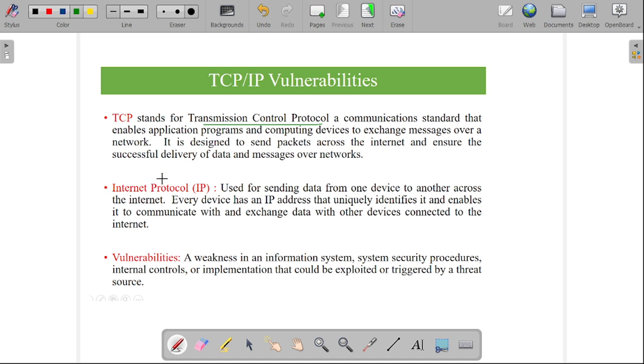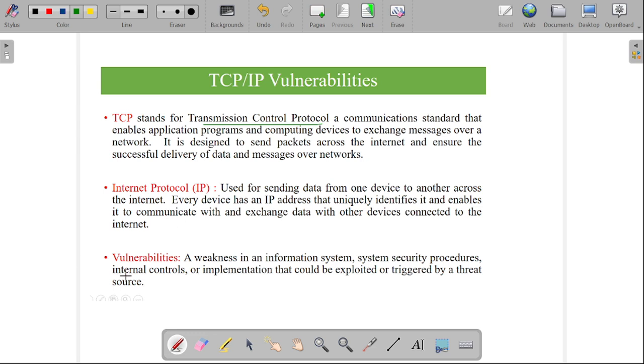Whenever we are using TCP, it can guarantee the successful delivery of our data or message over the internet. The next protocol is Internet Protocol. Whenever we are using computing devices, our host machine, our computer, has an IP address. Each and every device has its own IP address, which is a unique identifier used for uniquely identifying the machine or host. And this protocol is used for communicating messages or data over the internet.